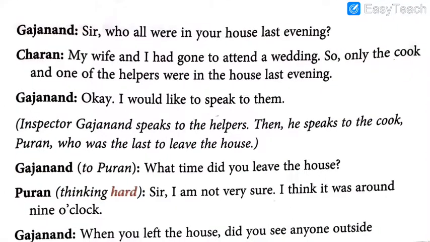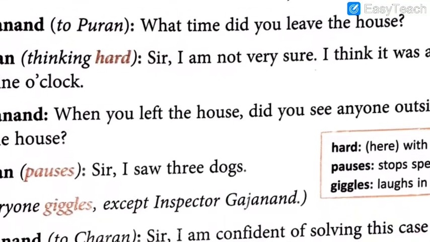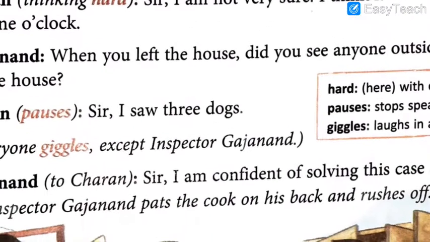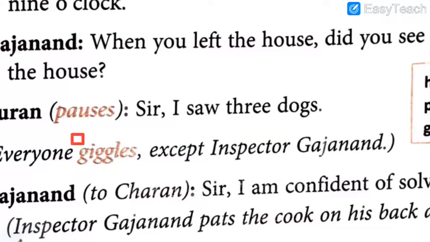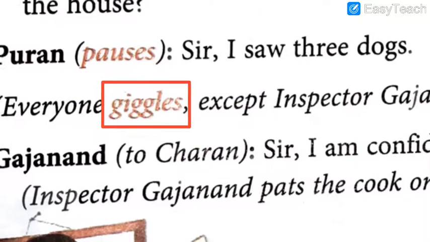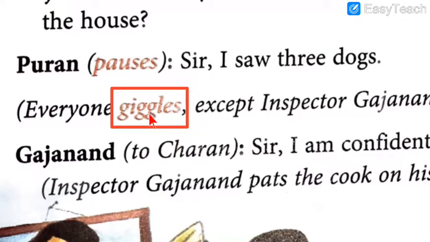Now here the first hard word is, you can see when I will highlight, giggles. Please write it down, giggles. Giggles. Okay, now please repeat after me, dear students. Giggles.